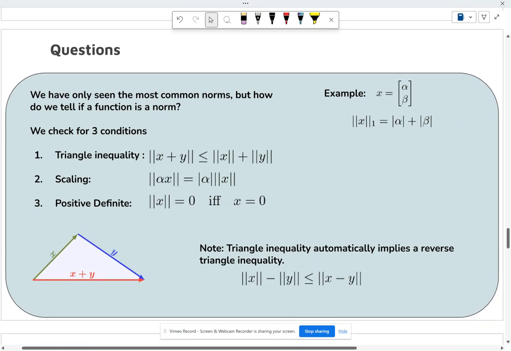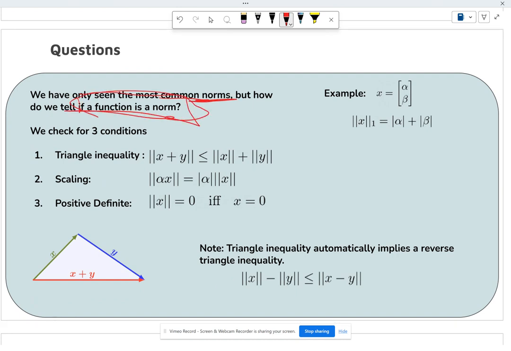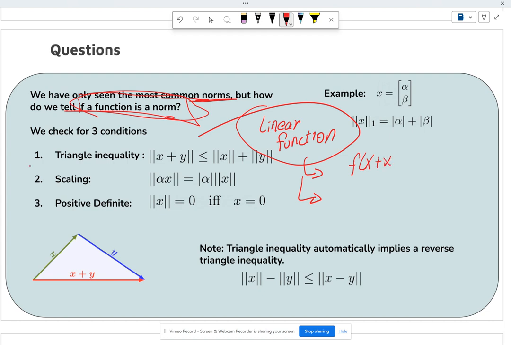So we have seen these norms, right? But how do we know if a function is a norm? We've done a proof previously in the class of how you prove a linear function. With linear functions, we previously showed that it has to satisfy two conditions. First is f of x plus y is equal to f of x plus f of y. And the second one is f of alpha x is equal to alpha f of x.